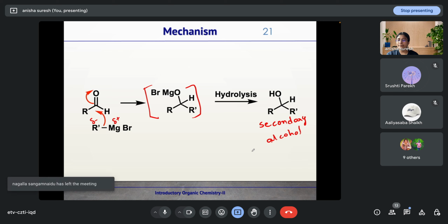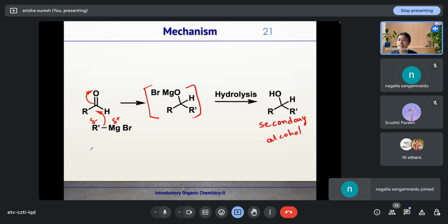Okay. Then please unmute. In case we have a ketone and it is reacting with this Grignard reagent, what sort of alcohol will we be getting? Instead of this aldehyde, if we have a ketone reacting with Grignard reagent, what sort of alcohol will we get? Is it primary alcohol, secondary alcohol, or tertiary alcohol? Yeah, we will be getting tertiary alcohol.